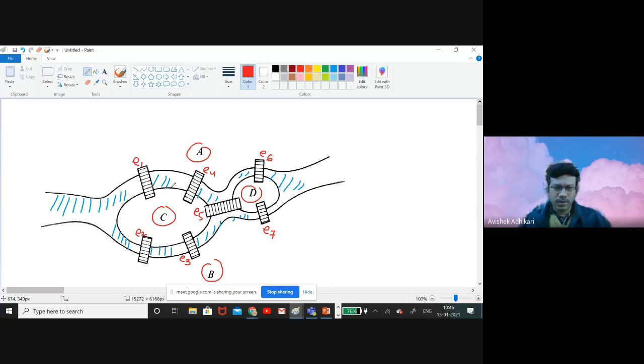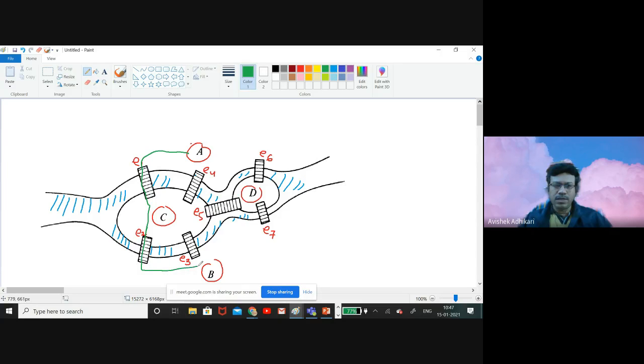Now the idea is, suppose you start from a place, say A, and you have to travel all the bridges exactly once, and you have to come back to the position A once again. That means you may start like this. You start with this, go through here, then you have to travel to this. You have to travel all the bridges exactly once.